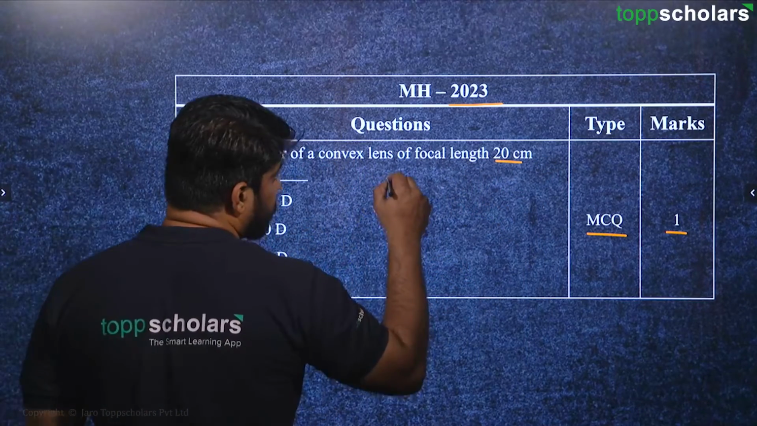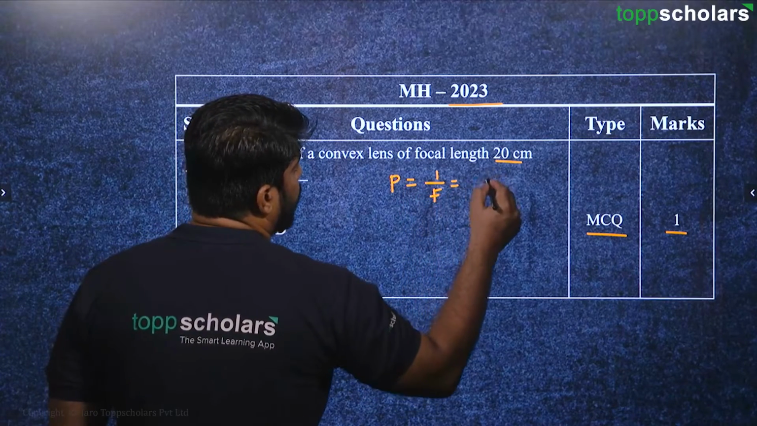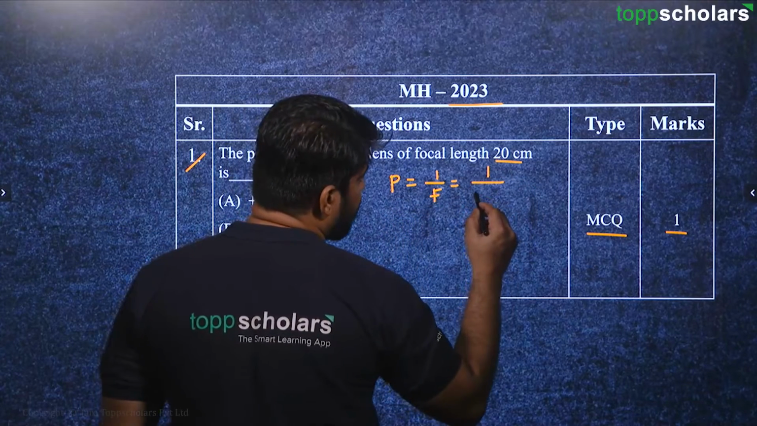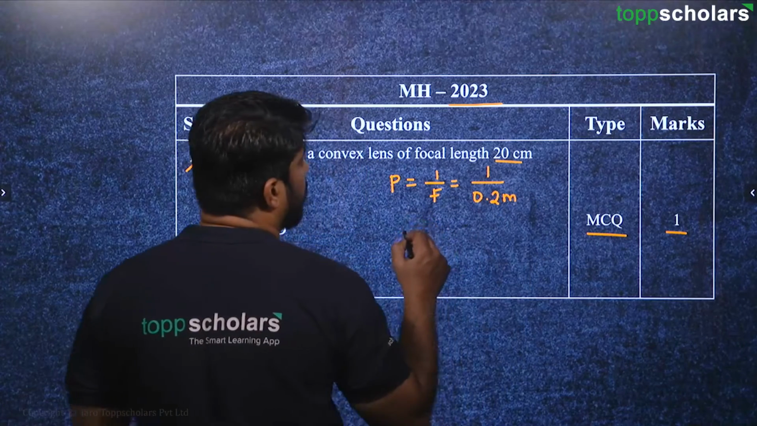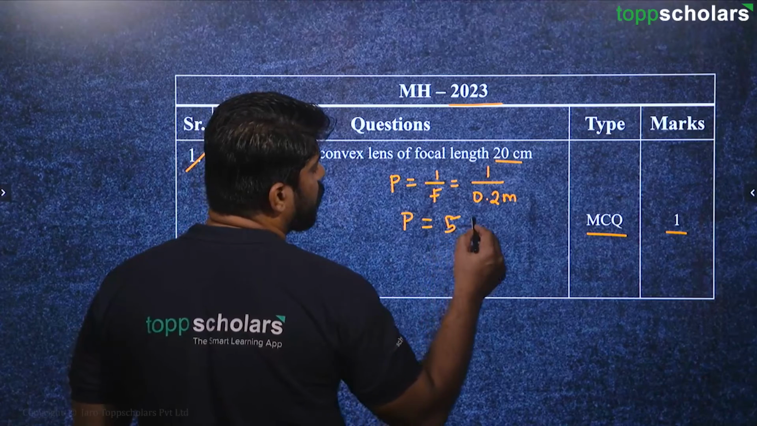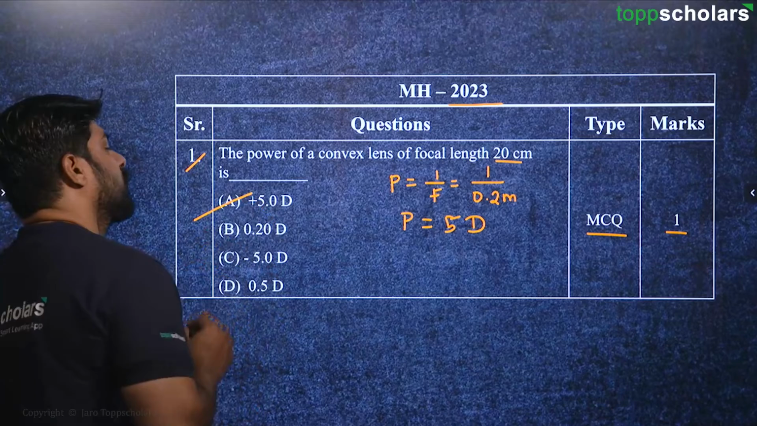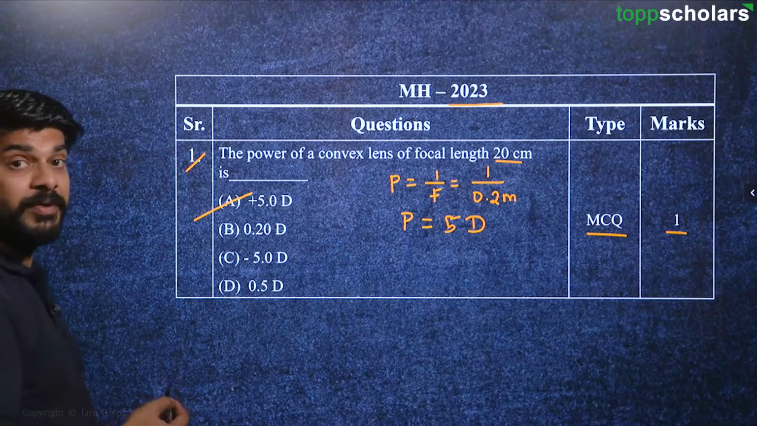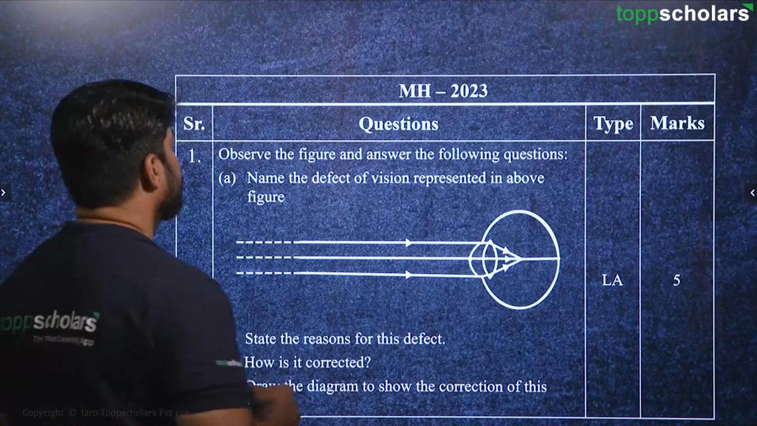So it is very simple. Power is equal to 1 upon F, and 1 upon F has to be taken in meters. 20 centimeter, when converted to meter, becomes 0.2 meters. And P will be equal to 1 upon 0.2, which is 5 diopters. So our answer should be option A, 5 diopters, right? So this is again a very simple question. Moving on to the next.